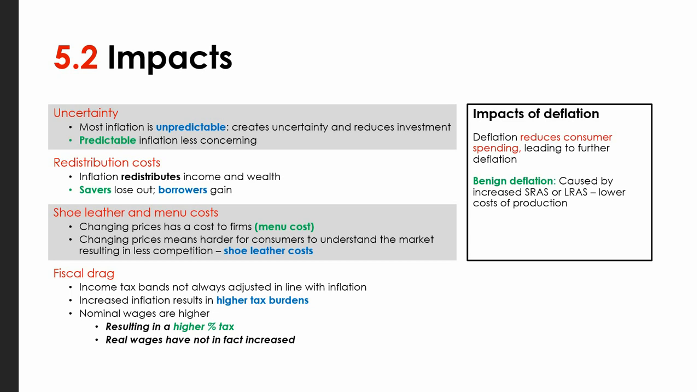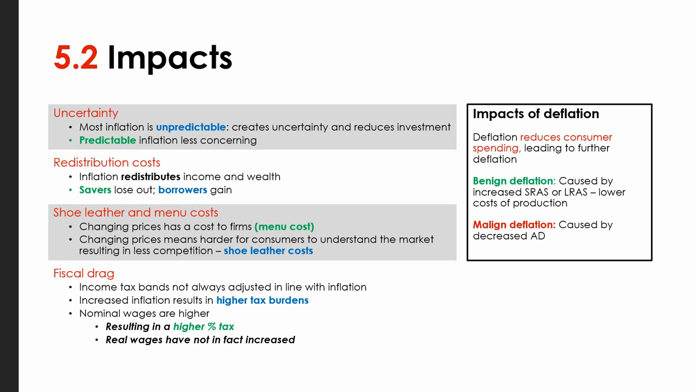Benign deflation is caused by increased short-run or long-run aggregate supply. Lower costs of production lead to lower prices, and that's a good thing. But malign deflation is caused by decreased aggregate demand. A fall in demand, a negative output gap, or recession means there's deflation, and that in turn can lead to further deflation.